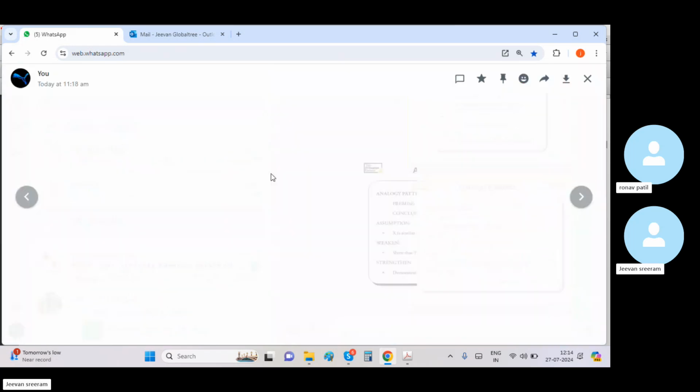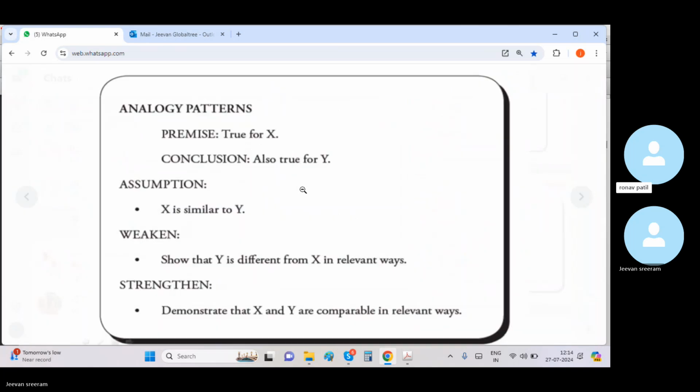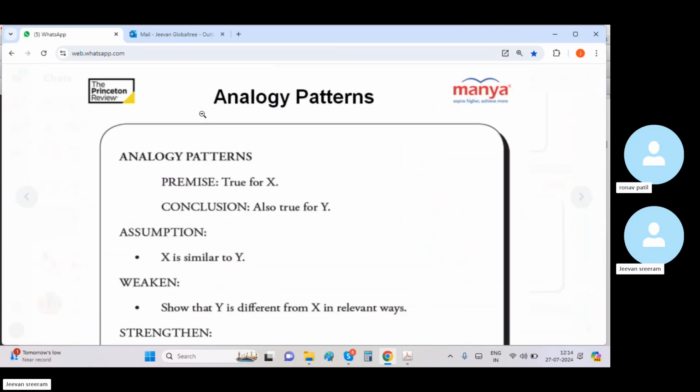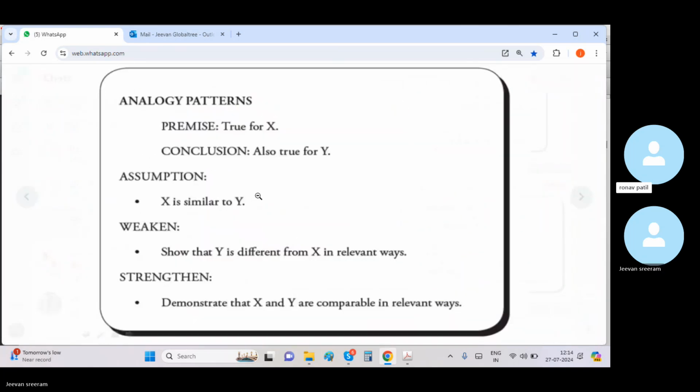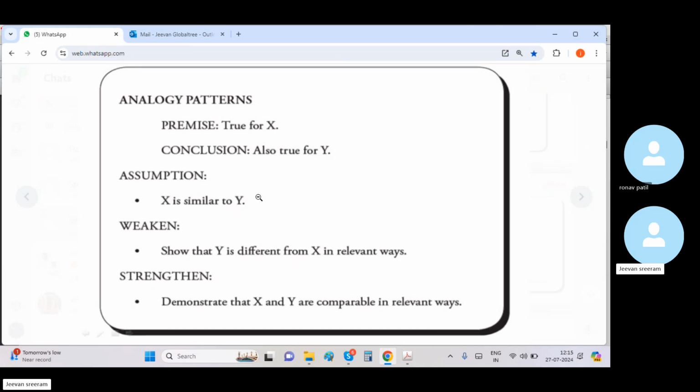This is the analogy pattern, right? Yes, sir. In the analogy pattern, you can see premise means evidence: something true for X. Conclusion: also true for Y. So the author believes X is similar to Y. We can show that Y is different from X in relevant ways. To strengthen, demonstrate X and Y are comparable in relevant ways. This is the New York City example and the other one also. Correct.